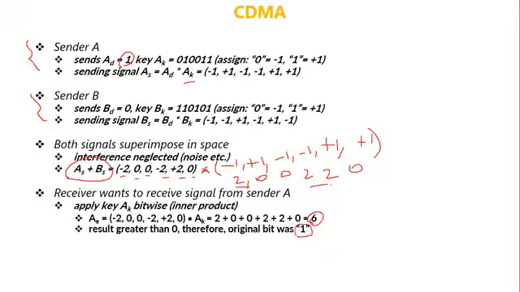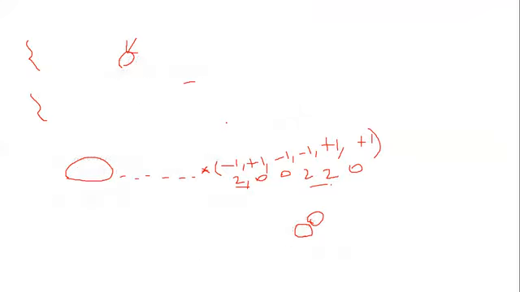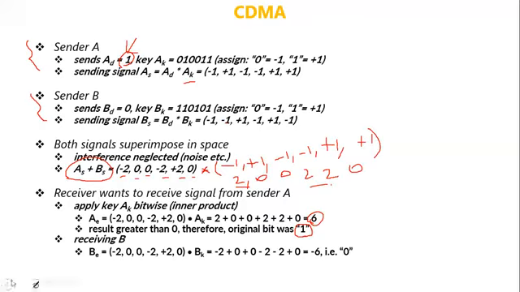So this is how the decoding is done. And the original data sent is also 1. So now the data is successfully decoded. And this is the digital information. So you can send either 1 or 0, nothing else, right? Now let us see how B will decode. B also receives the superimposed signal. So B will apply its key.